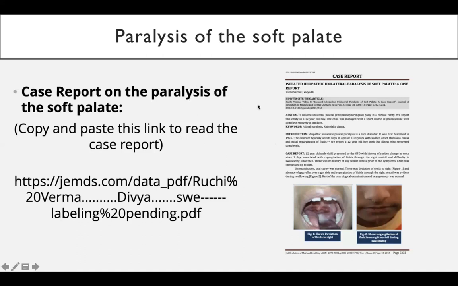Students in their bachelor's, especially Chinese students in their MBBS, usually write case reports and publish them in journals. So the world is moving very fast, and I wanted you to have a look at what a case report is. That's why I have shared it here. At the end of the class, I will also share the PDF form of this case report with you. Other than that, you can copy and paste the link to read the case report. It's a good way of presenting a case, and I hope you can learn something from it.